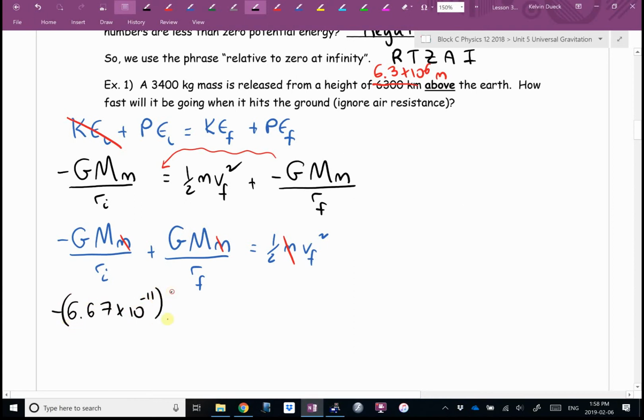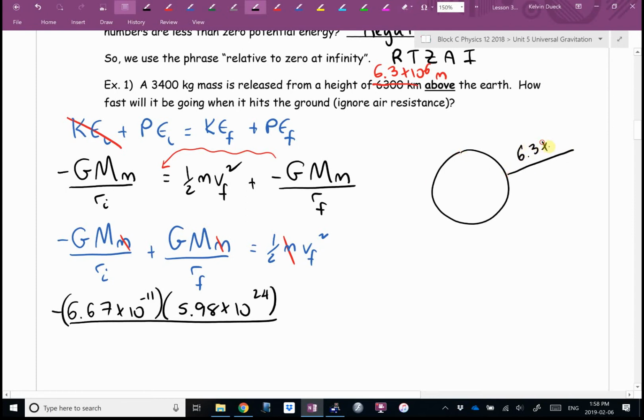Good. What's big M? Mass of the Earth. And our initial, we're 6.3 times 10 to the 6th meters above the Earth. So here's the Earth. We are 6.3 times 10 to the 6th meters above the Earth. I need that distance. How can I figure out that distance? Add it to, so down here, I'm going to write 6.3 times 10 to the 6th plus 6.38 times 10 to the 6th.